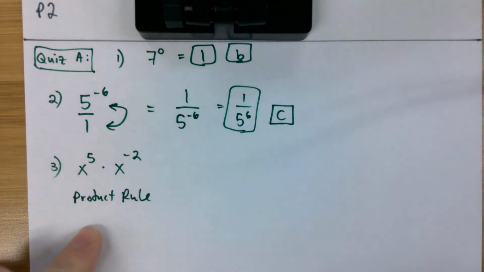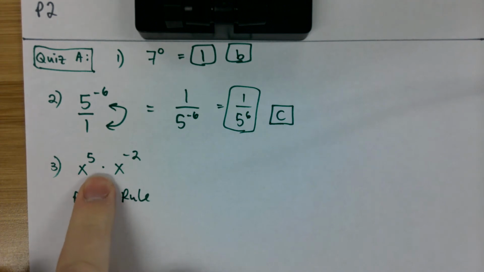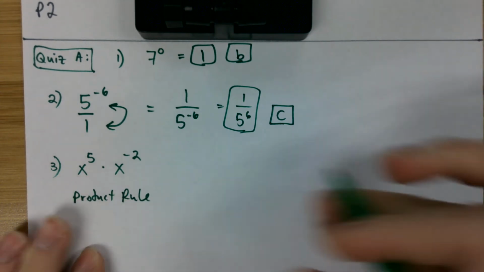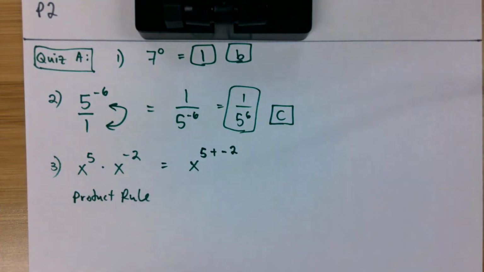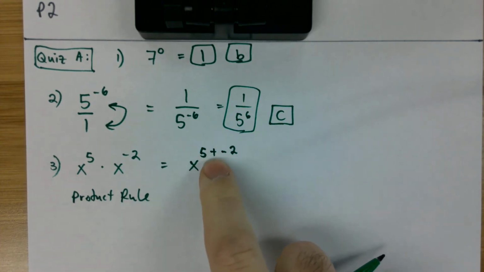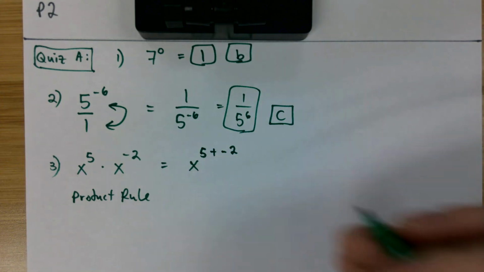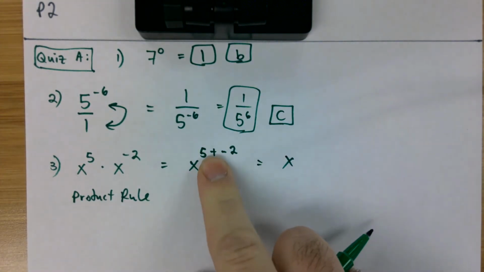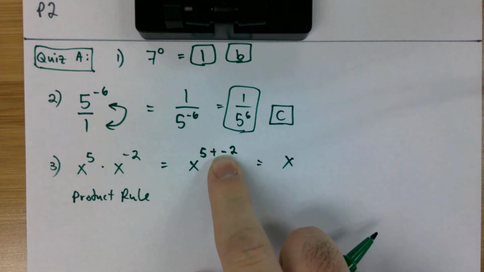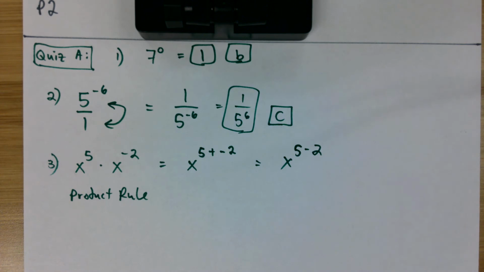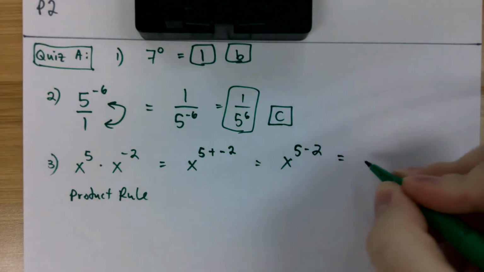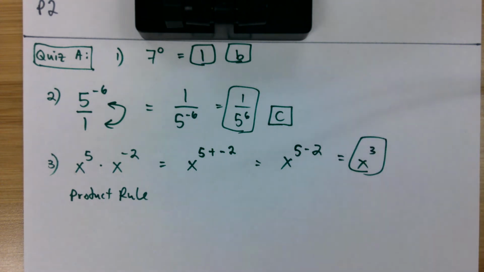Remember, product is the result of multiplication. So when you're multiplying bases, we're going to use the product rule. And the product rule states that we're just going to add up our exponents. 5 plus negative 2. It's important to put this plus in there just so you don't get confused with the signs. But as we know, a plus next to a minus forms a negative or a minus. Either one works. So 5 plus negative 2 is the same as 5 minus 2, and that's x to the 3rd power, which is answer B.